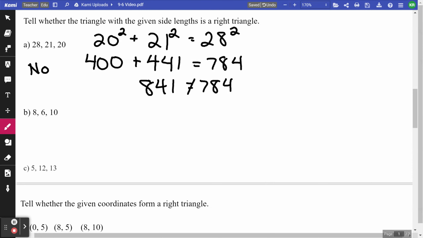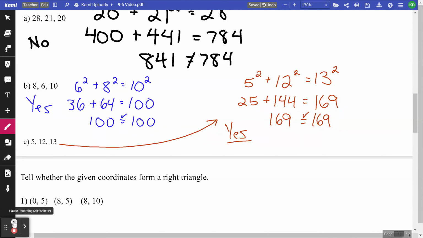Remember, the 2 smaller sides are your A and your B. So go ahead and try letter B and letter C and find out if those are right triangles. Pause the video, check back. So if you did those correctly, you should see that B and C would both be right triangles.